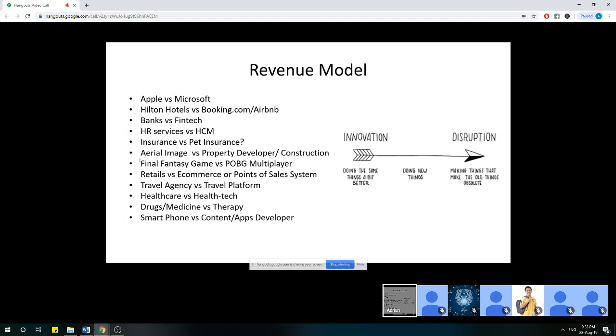So you can see that for all the retail industry companies, the valuation has become cheap or dropped because of the rise of point of sale systems and e-commerce. And also travel agency versus travel platform, healthcare versus health technology, and drug and medicine versus therapy, with more indirect effect, and also smartphones with content and apps available. You have to see this, especially over the last 3 years until today, to understand why some businesses that in the old days were really good now have really cheap valuations. It's because investors have a different preference already.